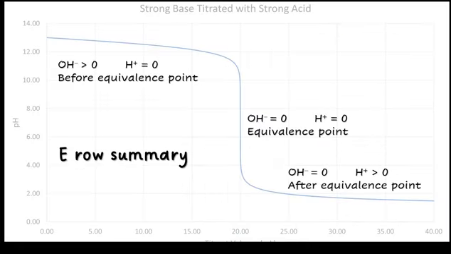To recap what we learned here, we can interpret the E row of the millimole table to align with different parts of the titration curve. If the hydroxide is greater than 0 and the hydrogen ion is at 0, we're before the equivalence point. If both hydroxide and hydrogen ion are at 0, we are at the equivalence point, and if hydroxide is at 0, but hydrogen ion is greater than 0, we're after the equivalence point.